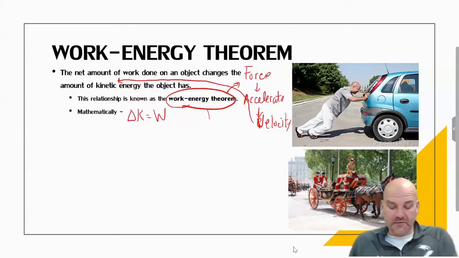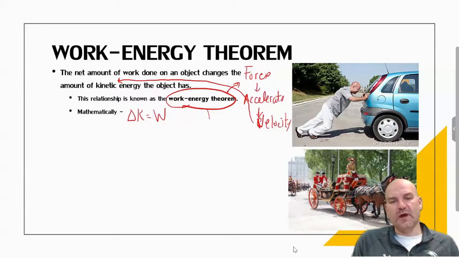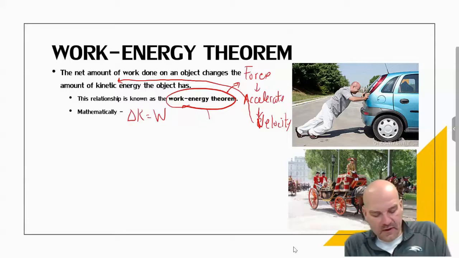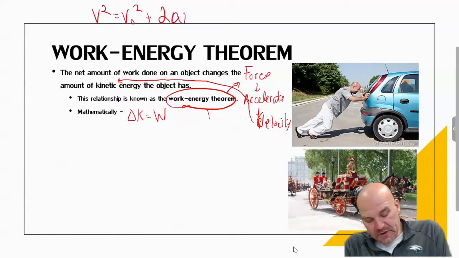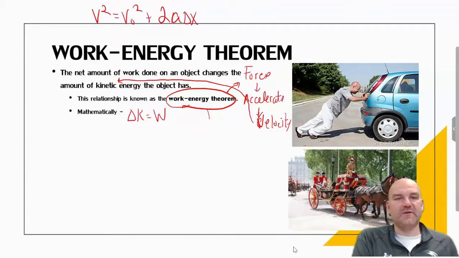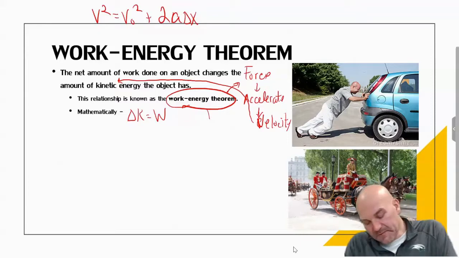Now I'm going to go up here to the right-hand corner and expand this equation a little bit more. In fact, this relationship is how we get one of the constant acceleration kinematics equations, v squared equals v0 squared plus 2a delta x. This theorem is exactly where it comes from.